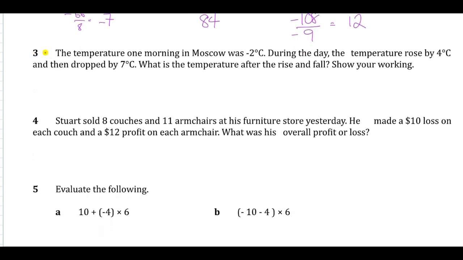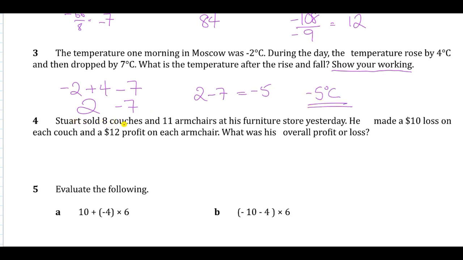For question 3, we have to pick apart the words, the phrases. The temperature one morning in Moscow was negative 2 degrees Celsius. During the day, the temperature rose by 4 and then dropped by 7. What is the temperature after the rise and the fall? Show your working. So, it started at negative 2. It rose by 4 and then dropped by 7. Negative 2 plus 4 is 2 take 7. 2 take 7 is minus 5. So after the rise and fall, the temperature was negative 5 degrees Celsius.